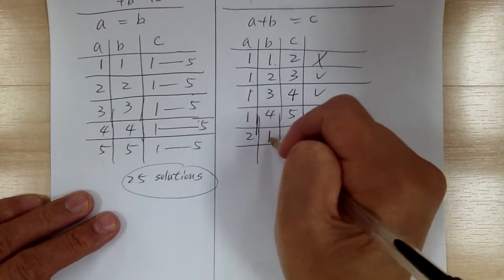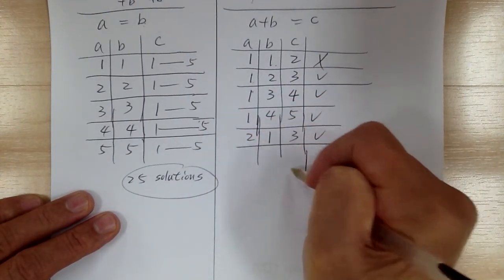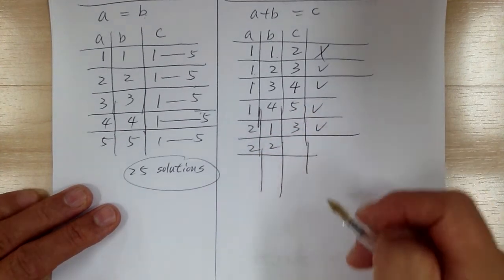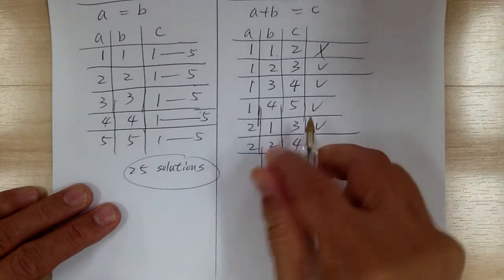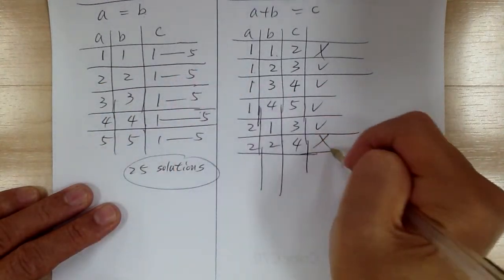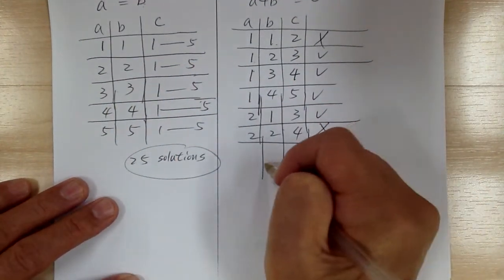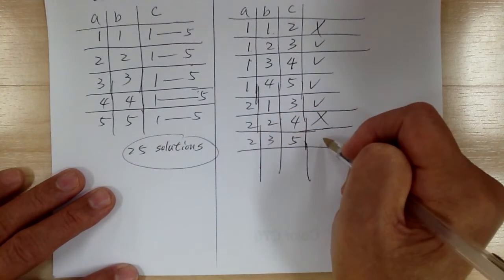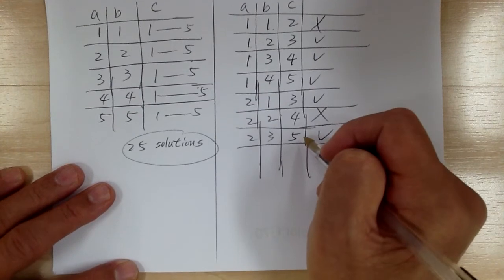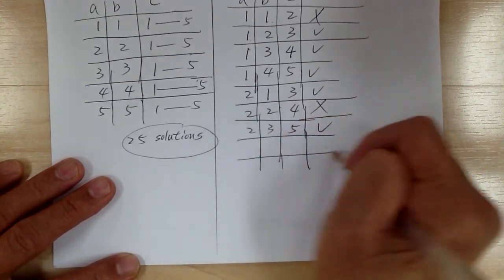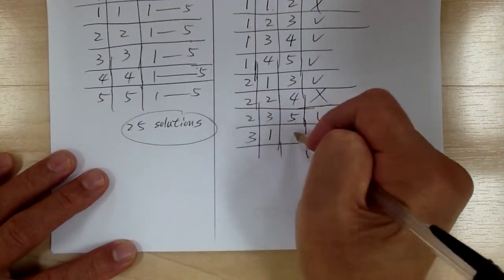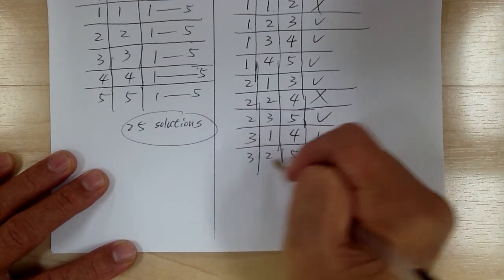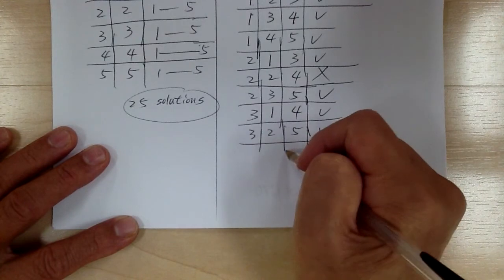So you can go 2-1-3, so that one is good. Then you try 2-2, and this would be a 4. Now 2-2-4 is over here, so this one is no good. Don't count that again. Then you can have 2-3-5, so that one is good. Now you cannot go 2-4, because it will give you 6, right? Now let's try 3. So 3-1-4, that one is good. 3-2-5, that's good. Now you cannot go 3-3.